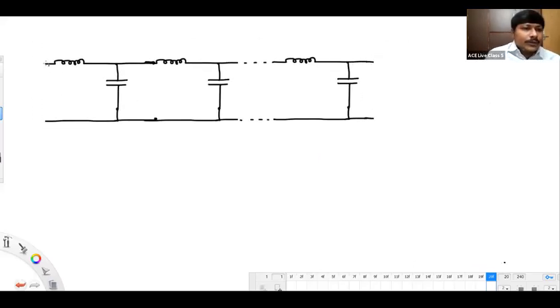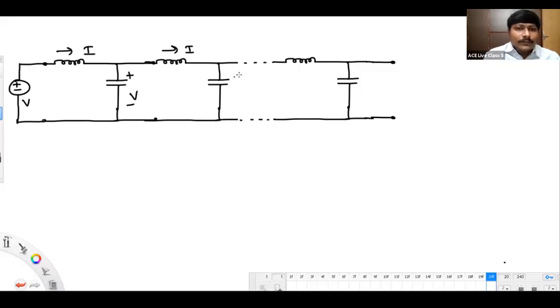Just observe what I am saying. Switch was closed already. At time t equals 0 plus, the switch was already closed now. And this is an open circuit. See, we have a current of I, voltage V, current I. Like that, we have a development already we discussed. That's why I'm not repeating. And this is the time t equals capital T.